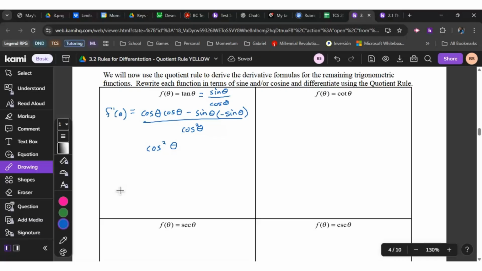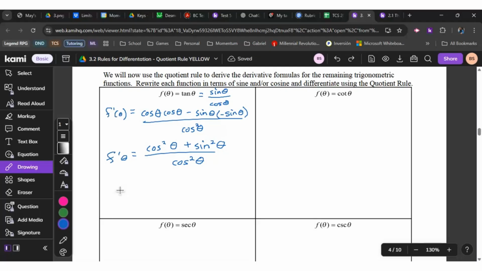So negative sine times negative sine would be positive sine squared theta over cos squared theta. The answer is just sine squared? Nope. So cos squared plus sine squared is really, guys, remember, you cannot do this. Stop trying to do that. Go talk to your Algebra 1 teacher and tell them they failed you, because you cannot do that, okay?